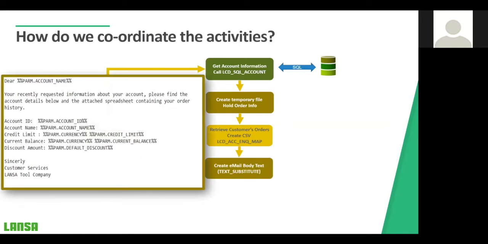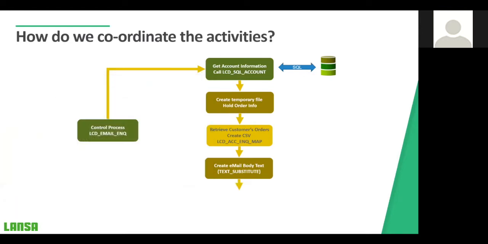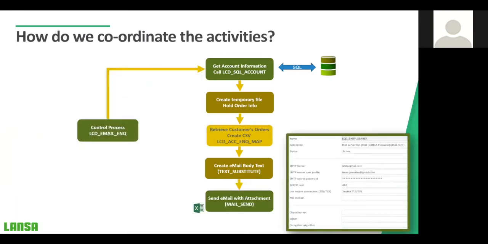Once that's been done, I'm going to create the body of the email text based on the parameters which have been defined in the actual process. So you'll see, when we take a look at this process, the parameters account ID, account name, credit limit, current balance. They're all defined. And the percentage, the part that's enclosed, tells the composer that you want to merge those variables into that email text. That will then be used to create the outbound email.